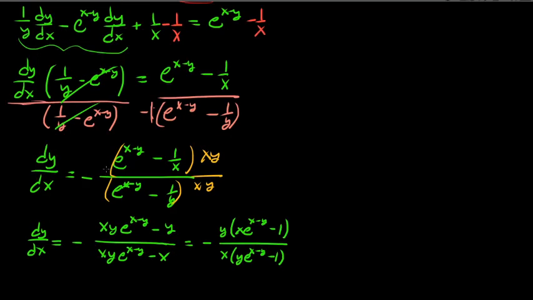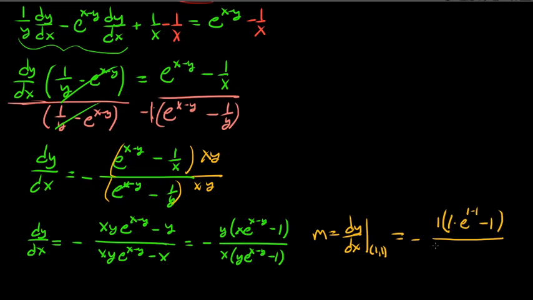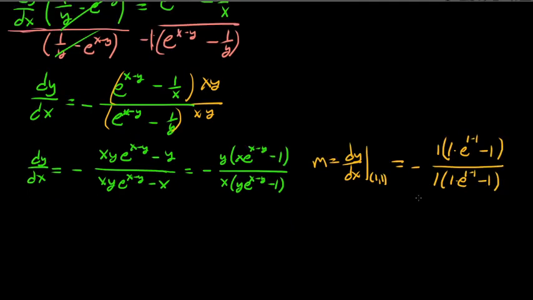So going way down here, my m now is just going to be the derivative of y evaluated at x equals 1, y equals 1. So if y is 1, this is just going to be 1 times x, which is also 1, times e to the 1 minus 1, over 1 times e to the 1 minus 1, minus 1. And that looks pretty complicated, but when you just multiply by 1, you just get that.